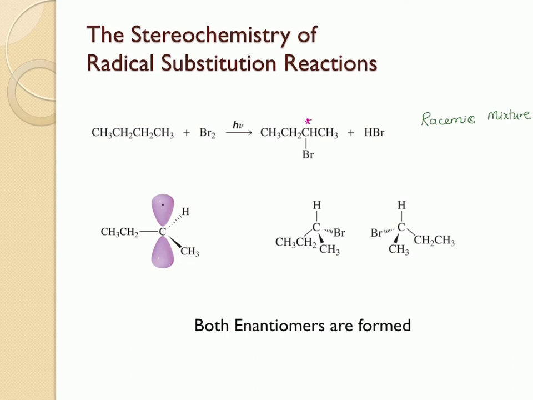So the incoming group, here in this case the Br radical, can approach this carbon from the top portion, or it can approach the carbon from the bottom portion, and accordingly it can result in a pair of enantiomers. And here are the two compounds that are formed.